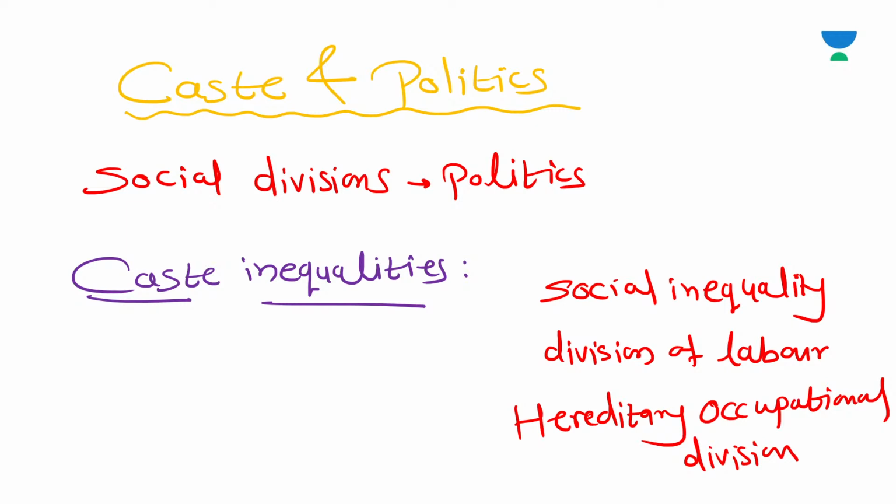Now, the caste system was based on exclusion and discrimination against the outcast groups. They were subjected to the inhuman practice of untouchability, about which we have already discussed in an earlier part, that is, class 9 NCERT.